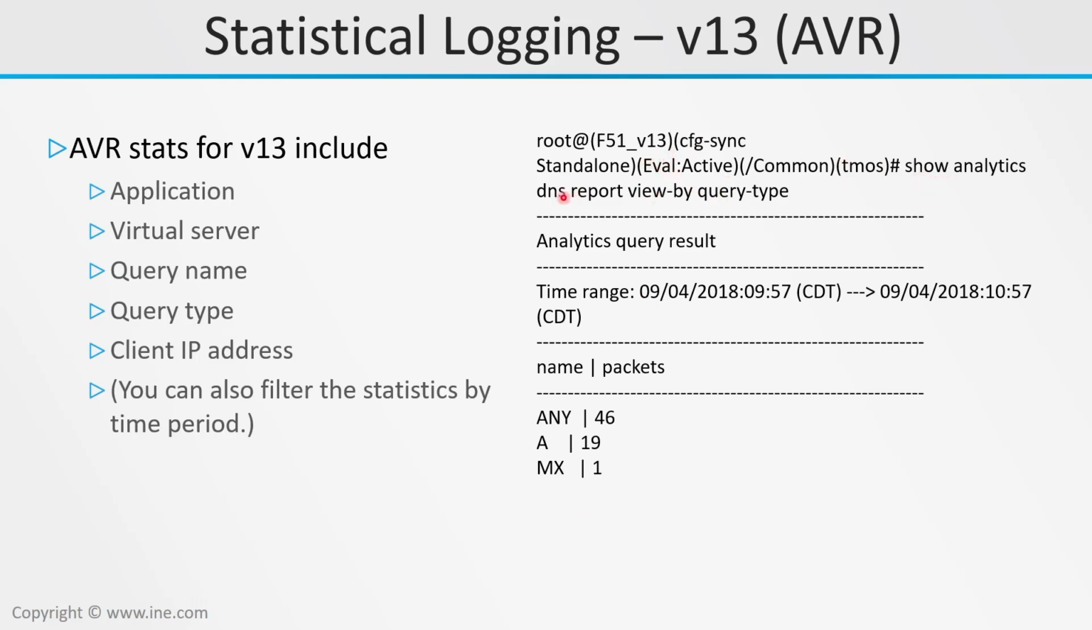Do a show analytics DNS report, view by query type, and the publishing interval is by default 5 minutes, and it's reported over a 1 hour period. Okay, so we have 9:57 to 10:57, but it is also published within 5 minutes. So we have to make sure to wait a little bit if we just run a few queries and give it at least 5 minutes based on its publishing interval. So we can see the 3 most common query types: any, A, and MX, and how many packets were associated with each query type.